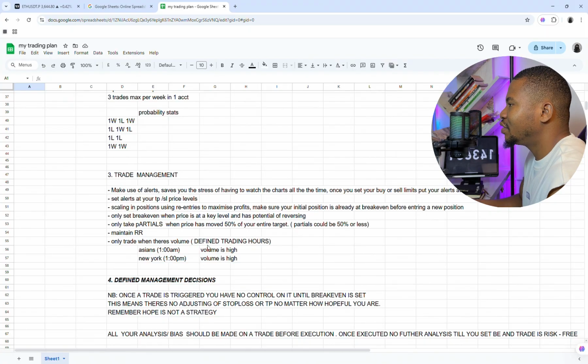Now, this is like having defined trading hours and not just trading anyhow. Before, I used to just see a setup and enter without knowing the particular trading hour that has the highest volume.